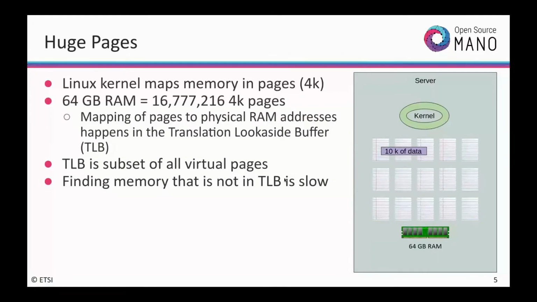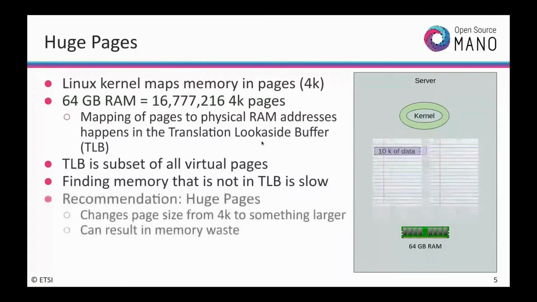So the TLB is a subset of all of these virtual pages, and if it's not in the TLB, then it's going to have to go through a full scan of all of its virtual addresses and figure out where things are. So the more of these memory pages we have, and the bigger the memory we have, the slower all of this is going to get.